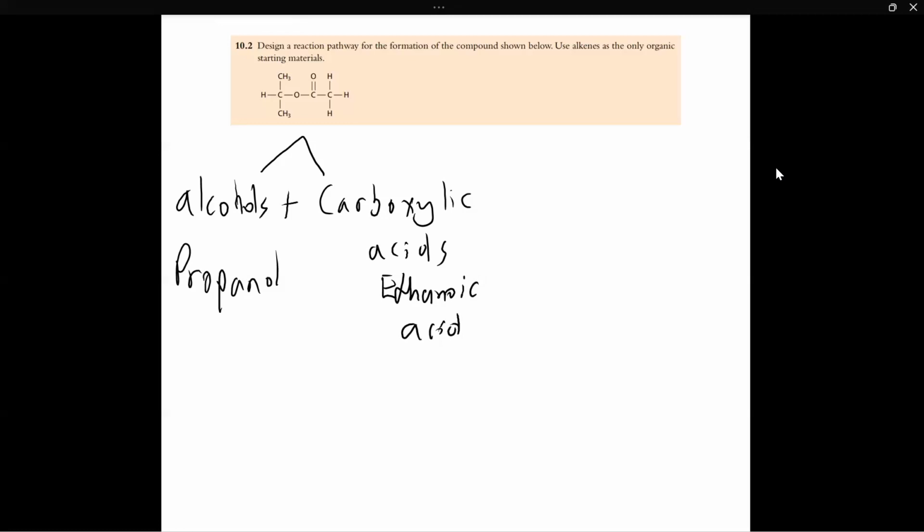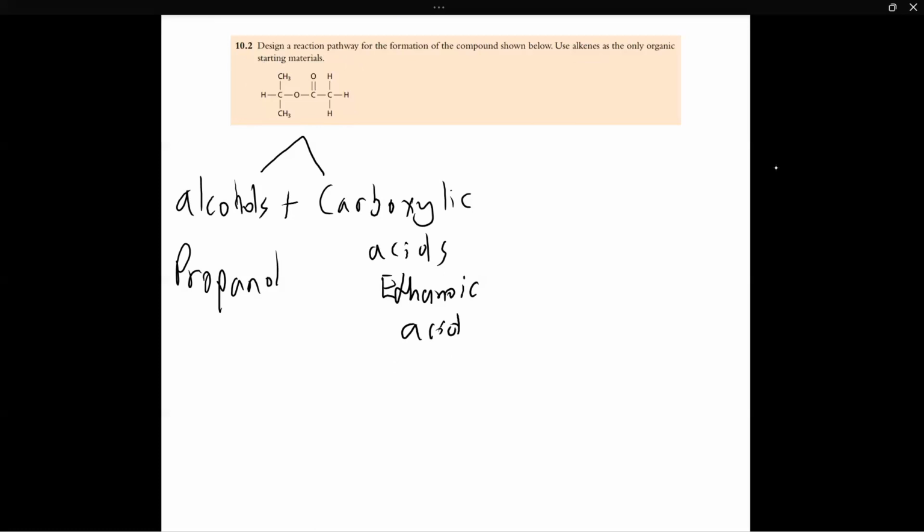So the carboxylic acid is ethanoic acid. The alcohol is propanol. So we know what two products we need. In our recipe to create this particular substance, we need these two ingredients. How do we create these two ingredients? Well, they've told us in the question that our starting ingredients can only be alkenes. We can't use anything else.